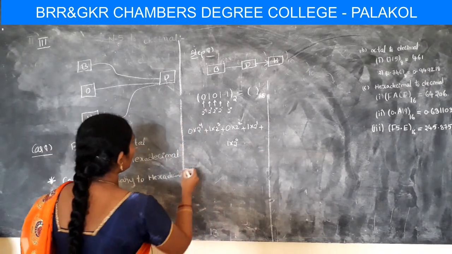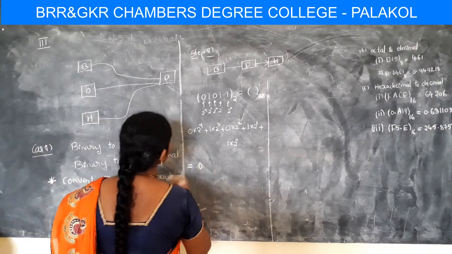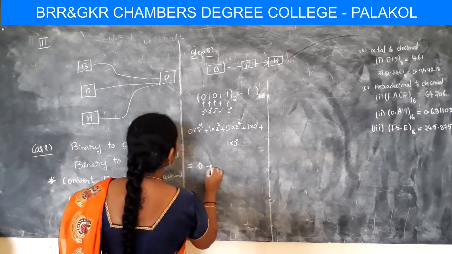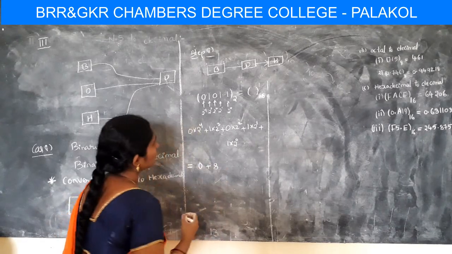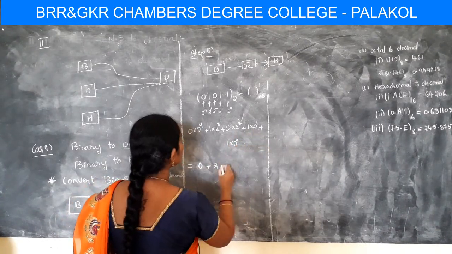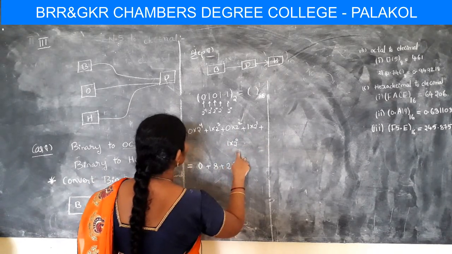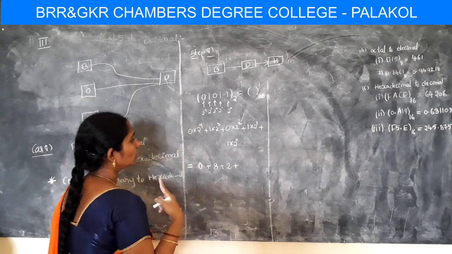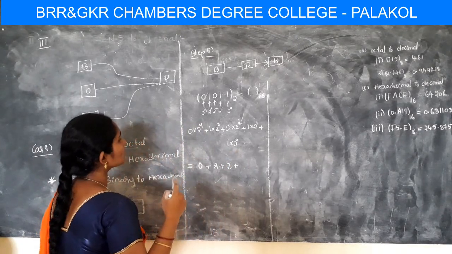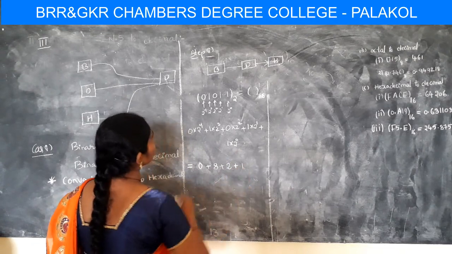Okay. So, after that 2 power 4 is nothing but 0. 2 cube is nothing but 8. So, this is 0, and this value 2 power 2 is nothing but 2, and this is also 2 power 0, which is 1. So, this is also 1.